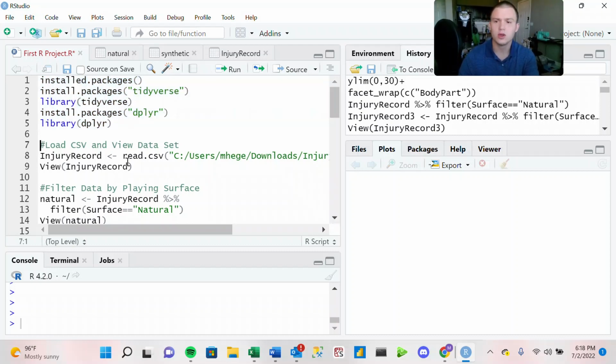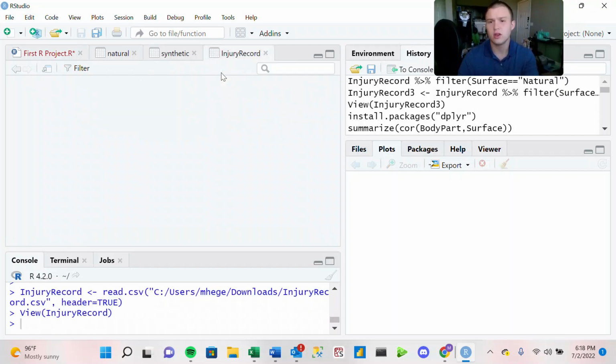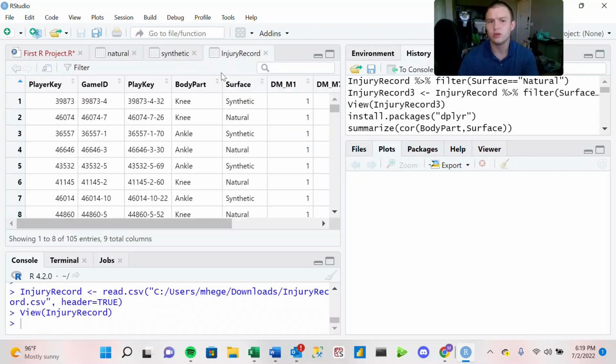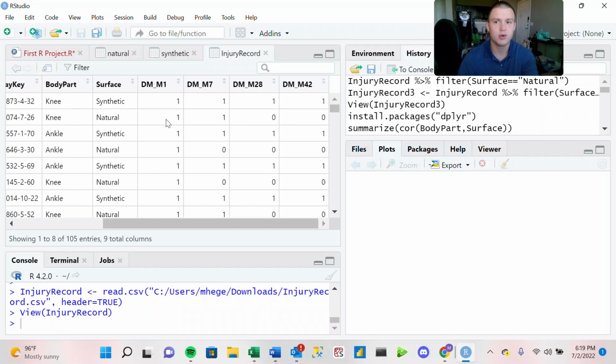The next thing we're going to want to do is load and then view the data set that we're going to use. When we run this code right here, it's going to let us see the data frame that we just loaded in. We can see the player key, game ID, play key, the body part that was injured, the surface that it was injured on, whether it was synthetic or natural grass, and then the time missed out of practice. So days missed: they missed 1 day, 7 days, 28 days, or 42 days.